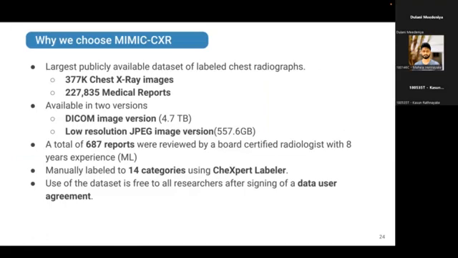In the MIMIC dataset, there are two versions available. One is the large resolution DICOM image version and the other is the low resolution JPEG version. For our study, we are using the low resolution JPEG version because the large one is hard to handle because of its size. And in MIMIC-CXR, the images are manually labeled into 14 categories using the CheXpert labeler. And also the reports in this dataset were reviewed by a board certified radiologist with 8 years of experience.